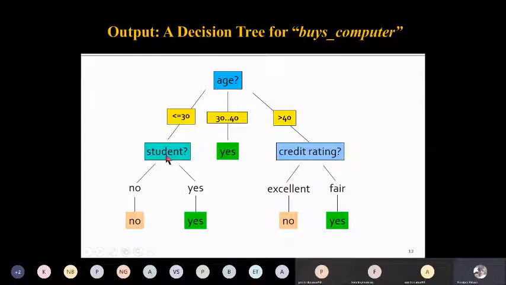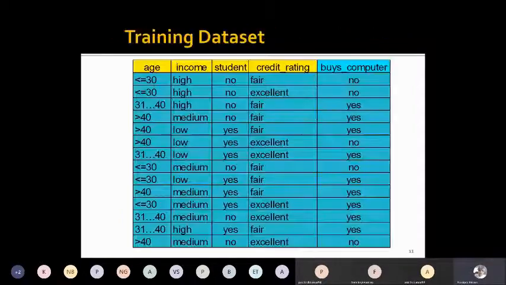And similarly, for less than 30, I'm checking whether they are a student or not. If yes, then they are buying a computer. If no, no. So this looks pretty simple. But then you may ask why I am testing the age attribute first.